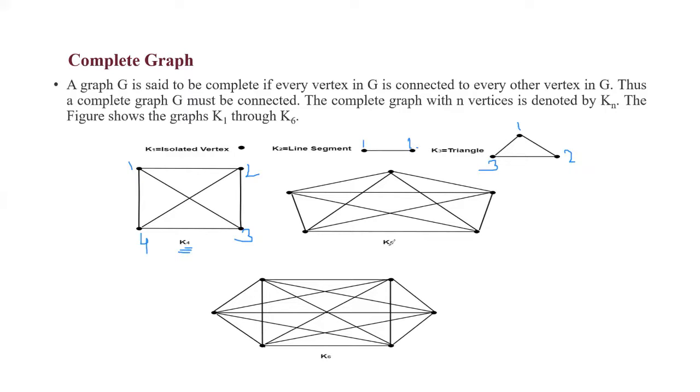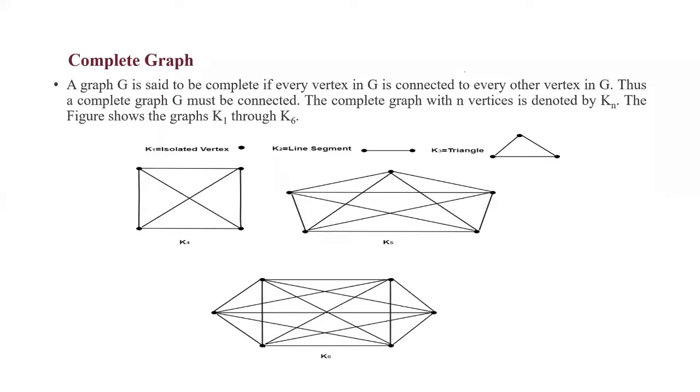Again see K5: the number of vertices is 5. Then K6: the number of vertices is 6, and every vertex is connected to every other vertex. So 1 is connected to 2 also, 3 also, 4 also, 5 also, and 6 also. So every vertex is connected to every other vertex. So these are the different diagrams showing the complete graph.